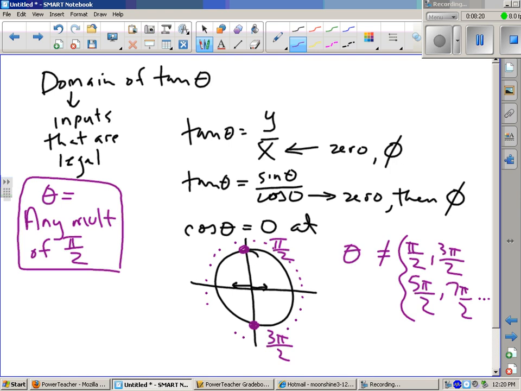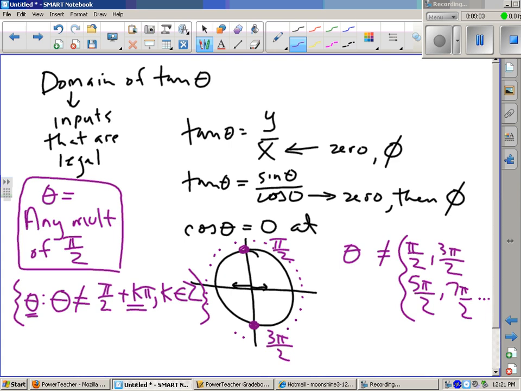Now, if you were in math class in college, they might say something like this. Now, I'm not going to make you do this, so don't panic. But the way they abbreviate in college would be like this. Theta such that theta is not pi over 2 plus k pi, where k is an element of the integers. So theta cannot be pi over 2 plus any multiple.